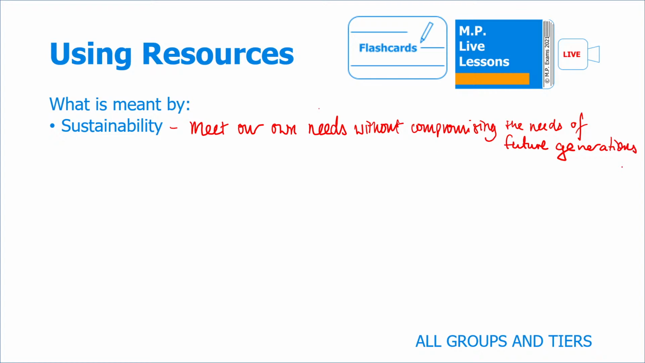In other words, that means we shouldn't use up, let's say, a resource in a way that the next generation won't have enough of for themselves. You also need to know what's meant by a finite resource. So these are resources that are limited. These will run out.